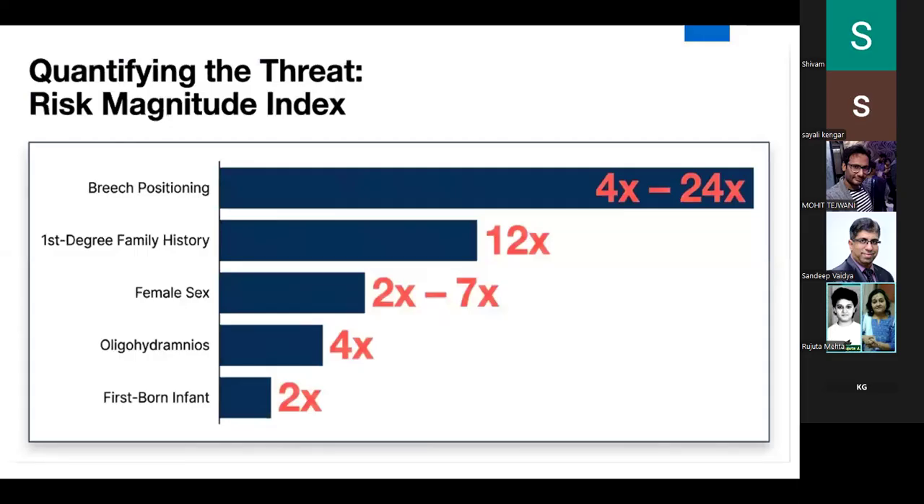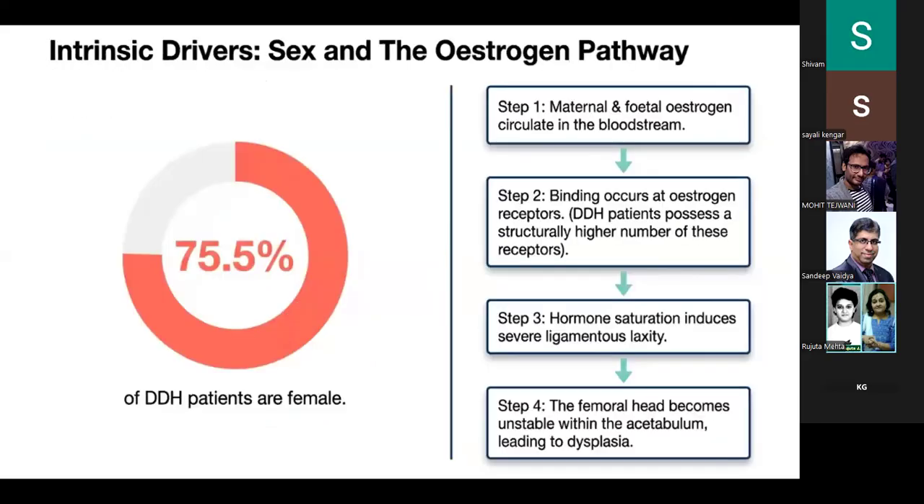First, breech position is mostly associated with DDH. It increases risk by 4 to 24 times. First degree familial history increases risk by 12 times. Female sex is more predisposed, that is 2 to 7 times. Oligohydramnios increases risk by 4 times. Firstborn infant increases risk by 2 times. More than 75% of patients with DDH are female.